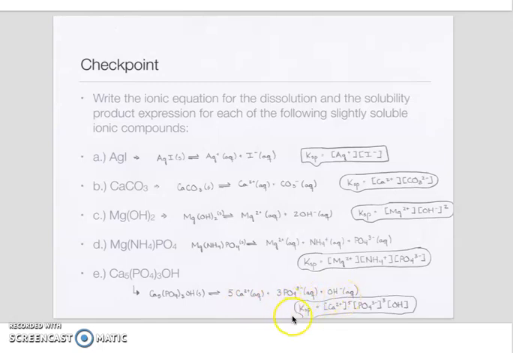So when I write my KSP expression, it is equal to the concentration of calcium 2+ raised to the power 5 due to its respective coefficient, times the concentration of the phosphate raised to the power 3 due to its respective coefficient, times my hydroxide ion, just raised to the power 1 because it's a coefficient of 1. Like I said, D and E are going to be more complicated than what you're going to see in this course, but you should be comfortable with A, B, and C. So it is important that you know your polyatomic ions, so you're not breaking them into their respective elements.